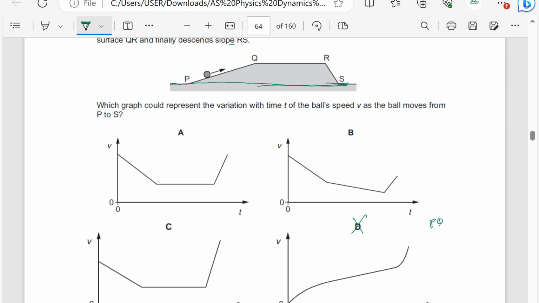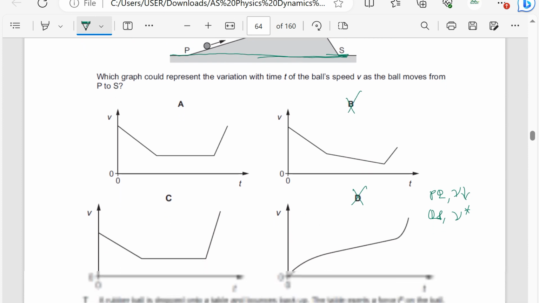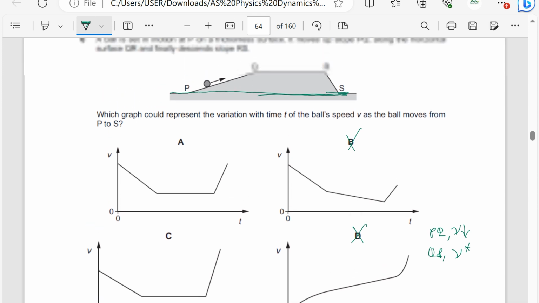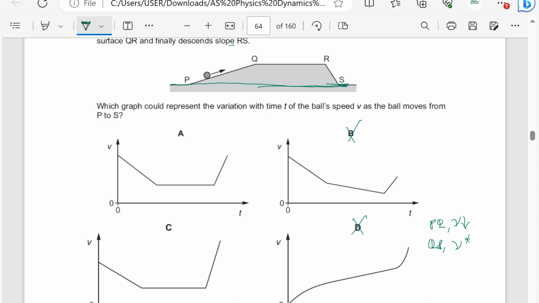So P to Q, V must be decreasing. Then Q to R, V must be constant because it's a horizontal surface. So we eliminate B because B is showing V decreases further. Then we now look at RS. The speed must be increasing, and in both cases from the graph the speed is increasing.